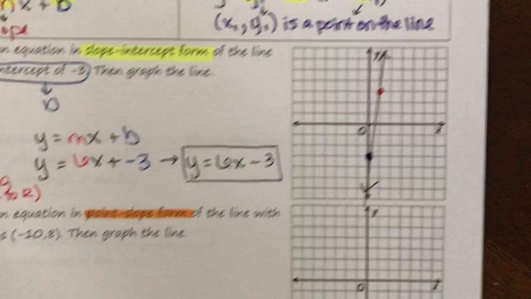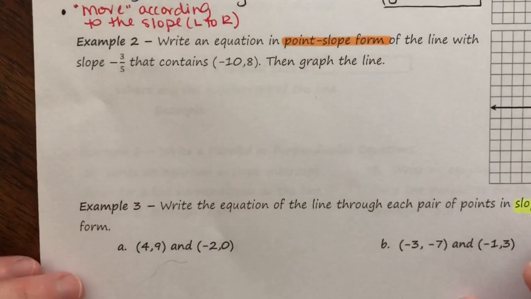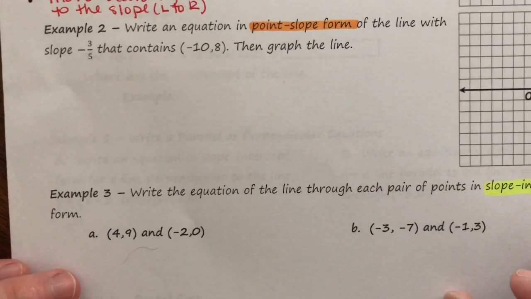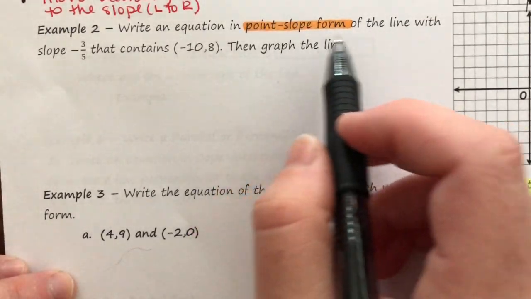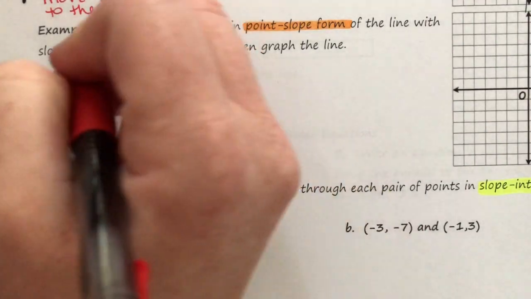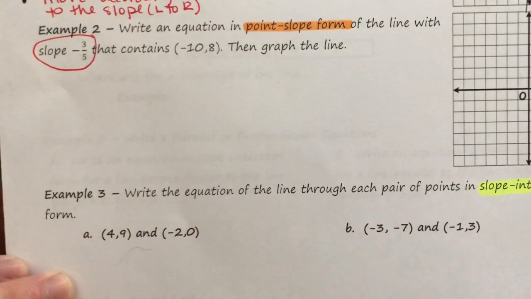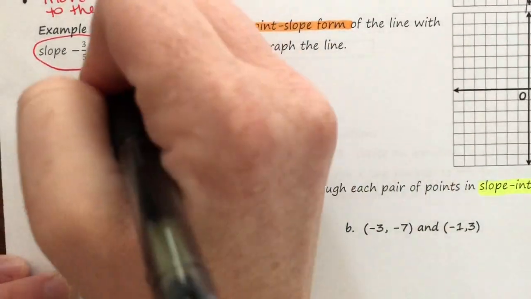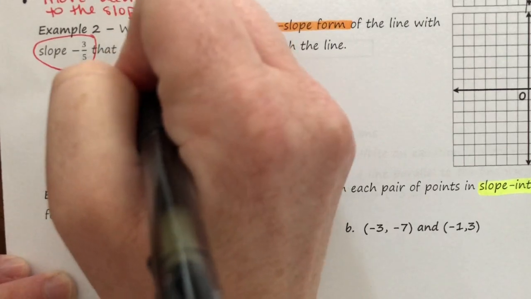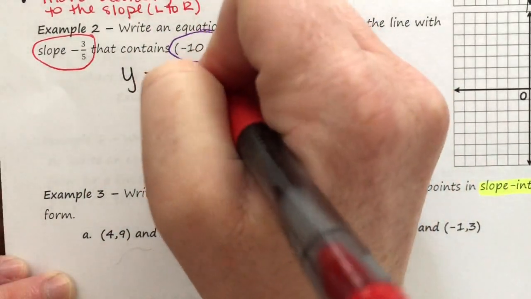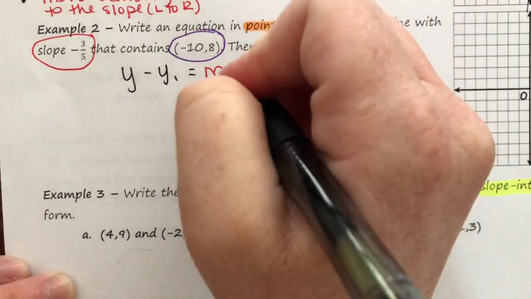Let's do another one. The next one is in point slope form. So it's the other one, y minus y1 equals m times x minus x1. Okay, so write an equation in point slope form of a line with a slope of -3/5, and it contains the point -10, 8. So that's where we plug in the x1 and y1. So our equation, if you remember, is y minus y1 equals m times x minus x1.